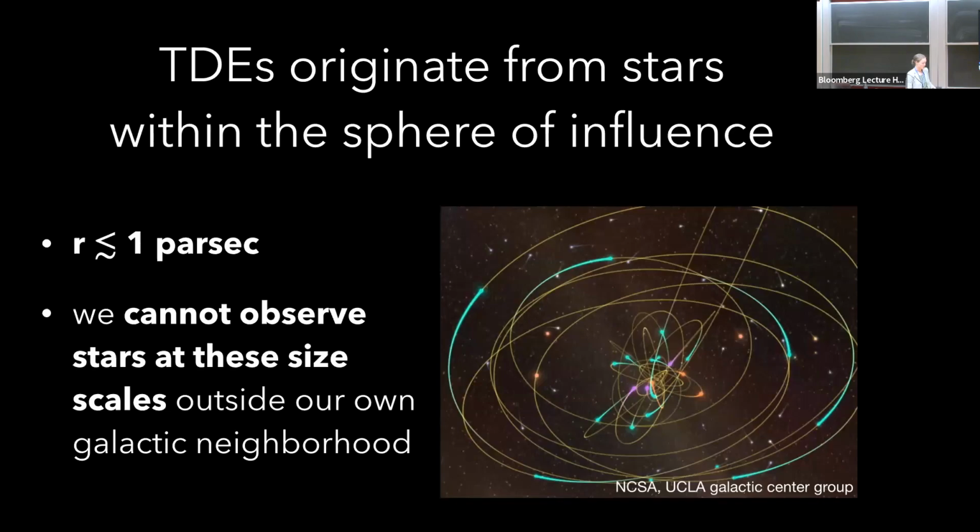Okay, so TDEs can help us learn about masses of black holes. They can also tell us a lot about the properties of the stars. And this is on size scales within the sphere of influence, so of order less than one parsec. And so we can look at stars on those size scales in our own galactic center. The UCLA Galactic Center Group has obviously done a lot of work on this. But we can't observe stars on these size scales outside our own galactic neighborhood. And so TDEs are unique in letting us do this.